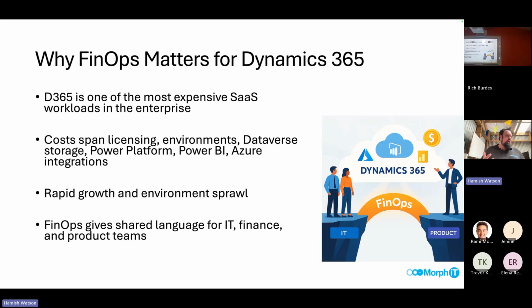We can scale our apps and stuff, which means that our costs can scale in many invisible ways: user licenses, Dataverse storage, AI Builder usage, Power Automate runs, environment counts, and of course, connectors with Azure. So FinOps matters because it gives us that shared language.